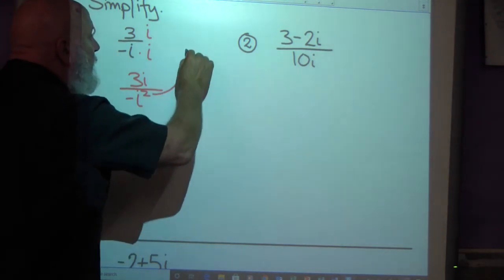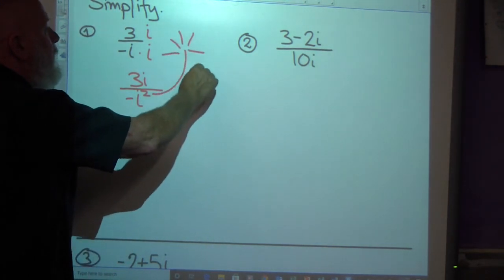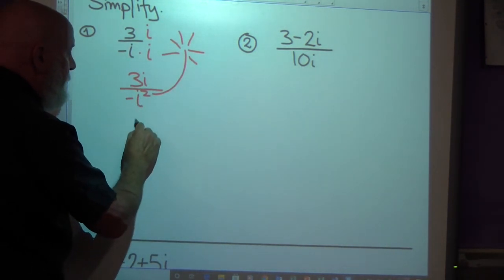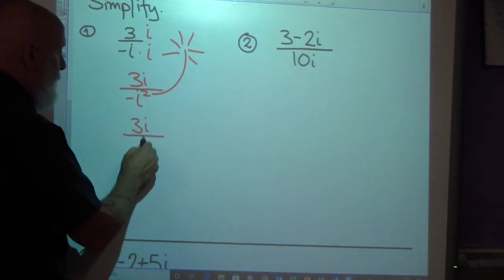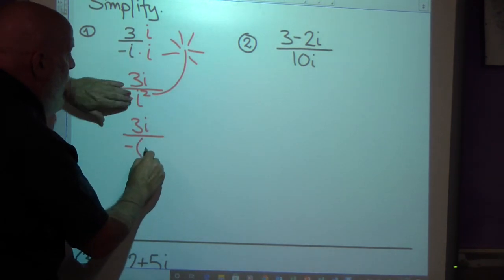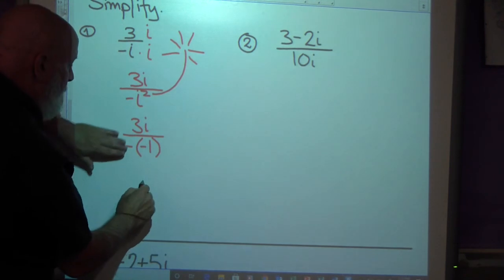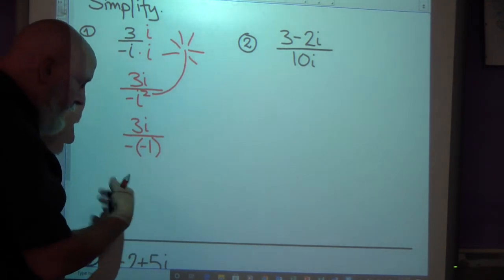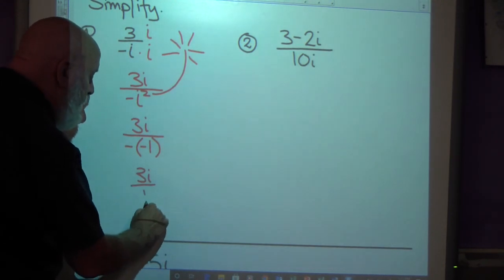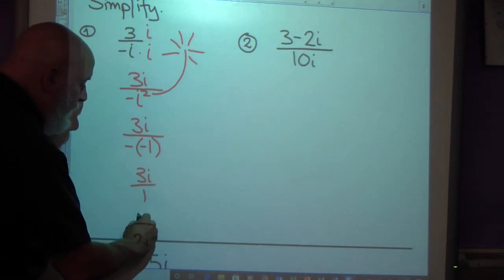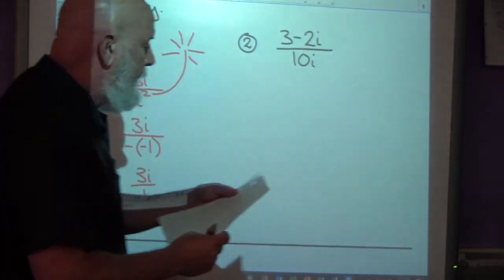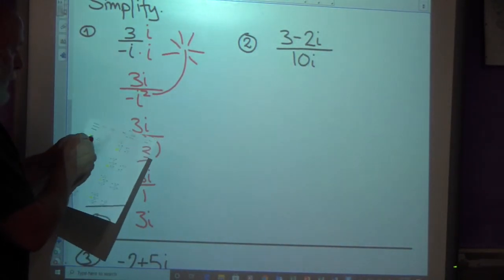Here a little flare goes off, and that's, I've got to remember that i squared is negative 1. So this will be 3i in the top of the fraction in the numerator, and this is negative i squared, which is negative negative 1. The opposite of negative 1 is positive 1. It's 3i over positive 1, and anything over 1 is itself. So this is just 3i. And on your worksheet, if you take a look at that, you will see that this is problem number 1.